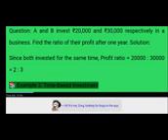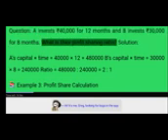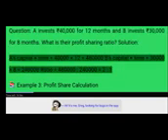Example 2, time-based investment. Question: A invests 40,000 rupees for 12 months and B invests 30,000 rupees for 8 months. What is their profit sharing ratio? Solution: A's capital times time equals 40,000 times 12 equals 480,000. B's capital times time equals 30,000 times 8 equals 240,000. Ratio equals 480,000 : 240,000 equals 2:1.